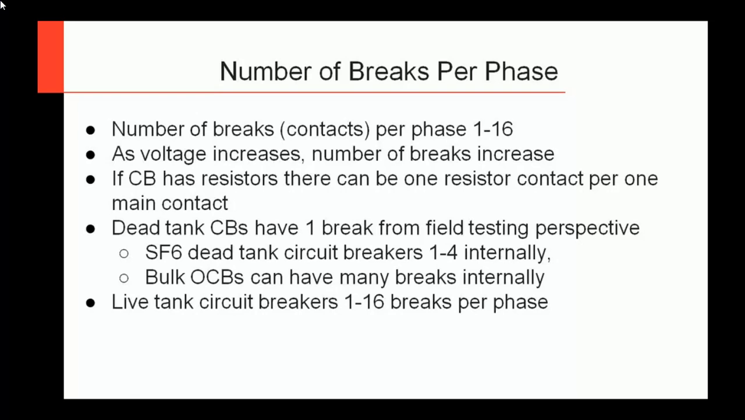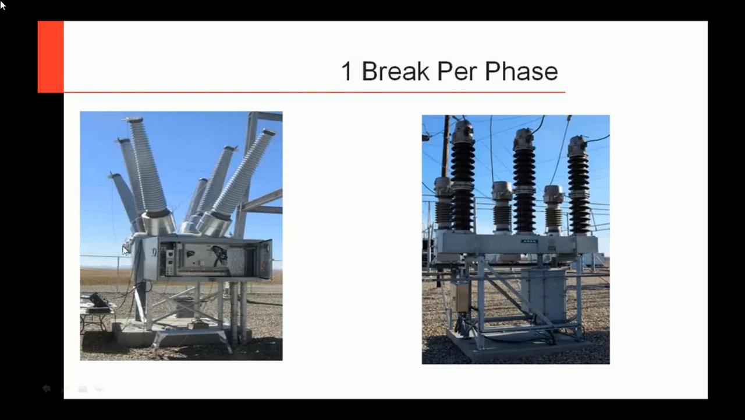So here's an example. On the left, we have a dead tank circuit breaker. So you have your 3 phases, and the tanks are kind of hidden by the cabinet, but your 3 interrupters are there. And that's 1 break per phase. On the right here, we have a live tank circuit breaker. And so now voltage comes in here, goes down, comes out here. And so this is live tank, but 1 break per phase.